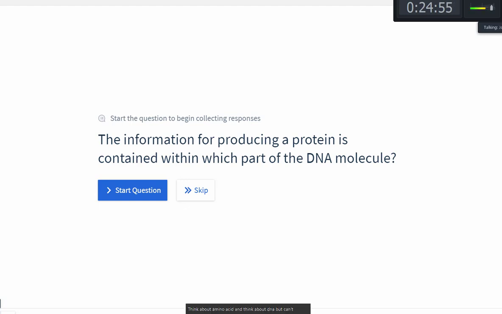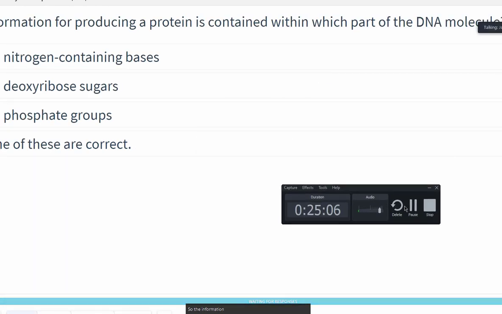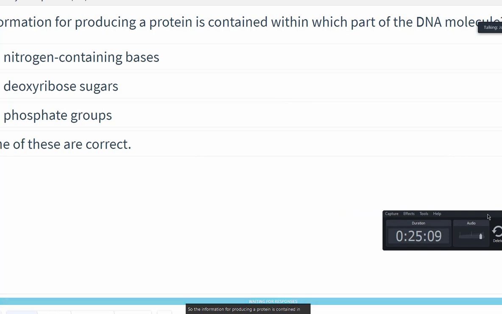So that's the way you can visualize and think about protein, amino acid, DNA, cancer. So I have another question for everybody for the day. This question is a multiple choice one, so you can just respond on your own cell phone or keyboard. The information for producing a protein is contained in which part of the DNA molecule? Is there a specific part of that DNA molecule that codes for what the protein becomes? You need to think about the different parts of a DNA molecule. Of course, we talked about these bases, right? We talked about the deoxy sugars, and a little bit about the phosphate linkage that glues them together.